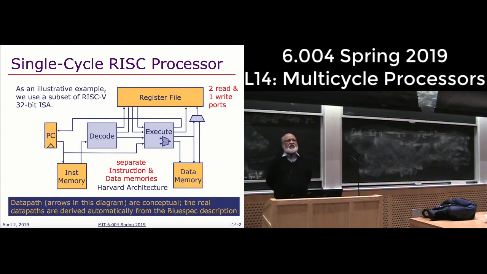So let's begin with where we were last time. We saw the single cycle RISC processor where the register file allowed 2 reads and a write, which is essential if you want to do it in a single cycle, because many instructions read 2 values and write the 3rd value back into the register. And another important aspect of it was that it had separate instruction and data memory. Whenever a computer has separate instruction and data memory, it's referred to as Harvard architecture.